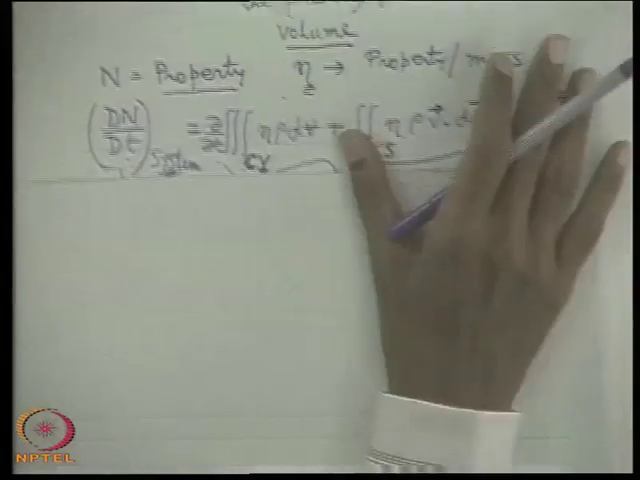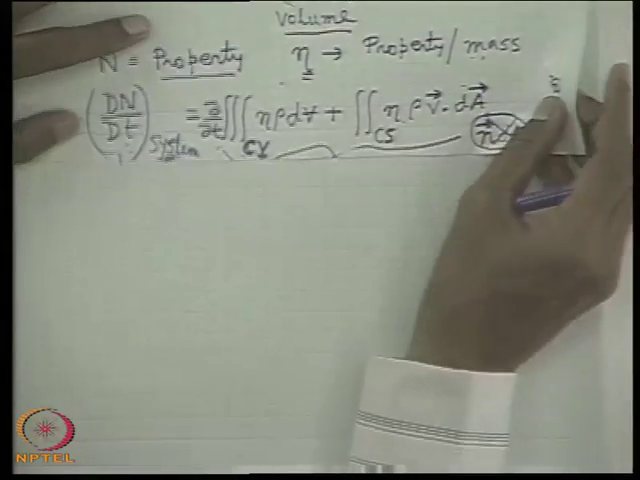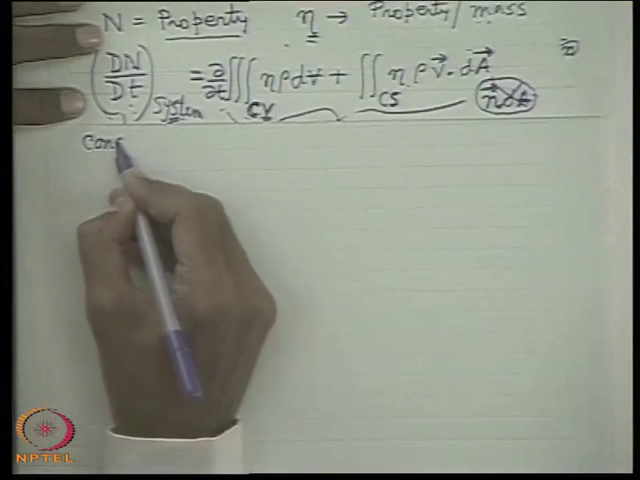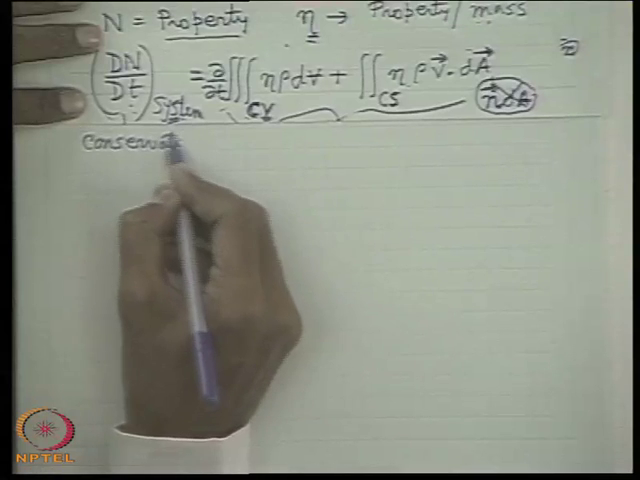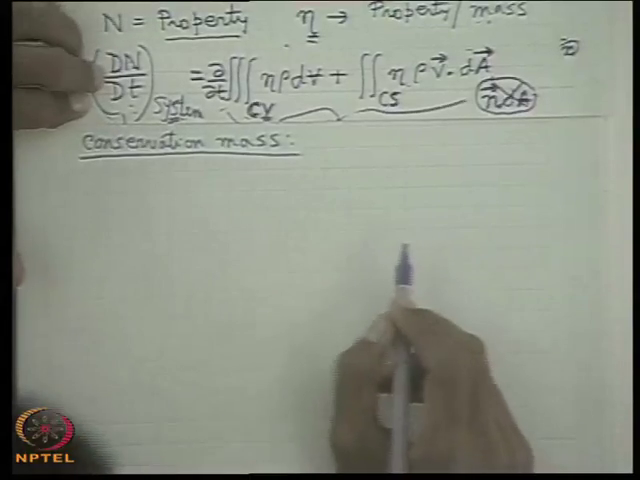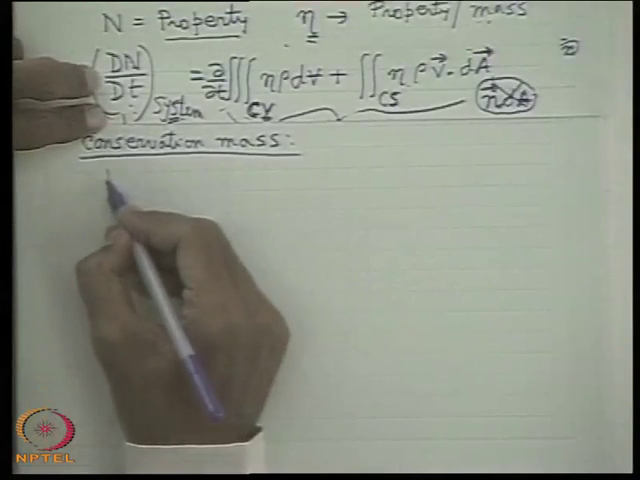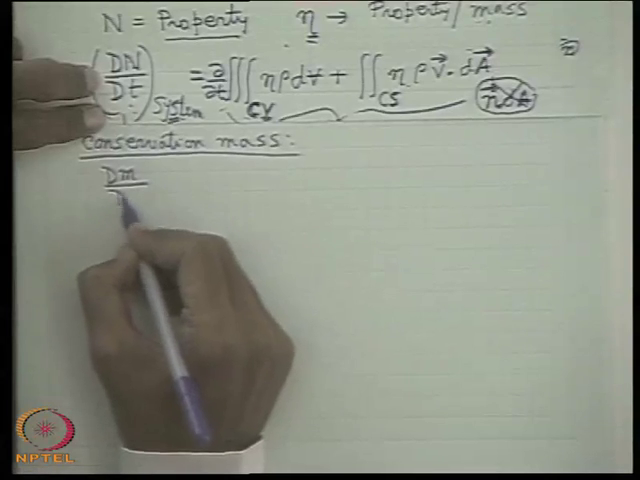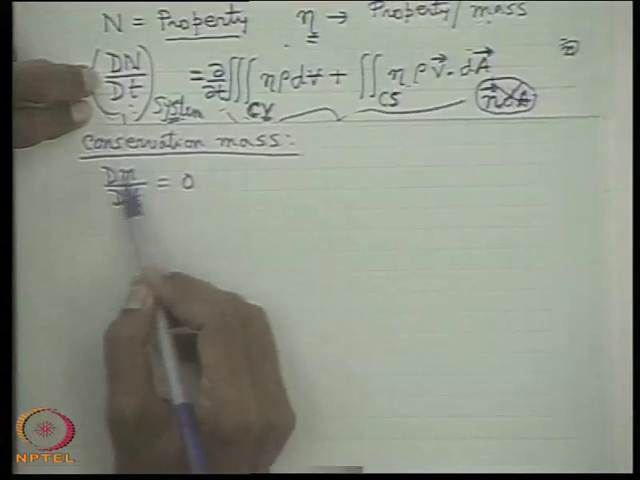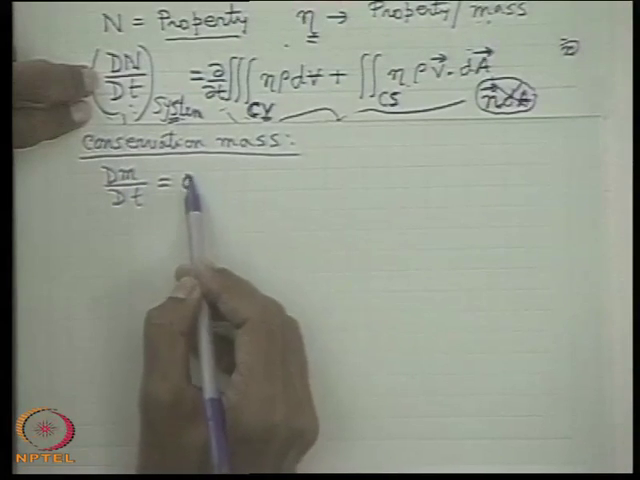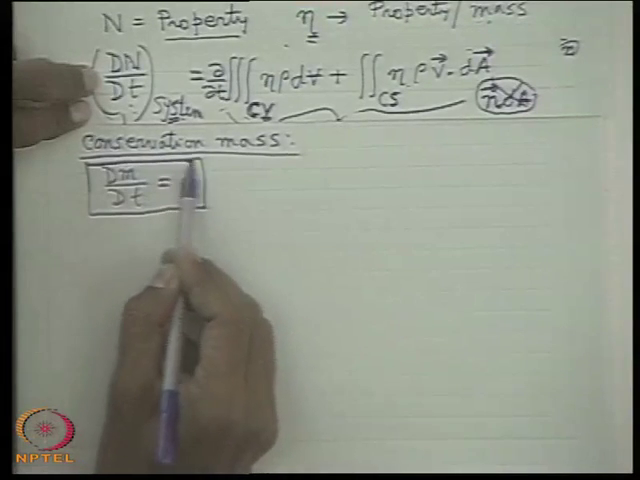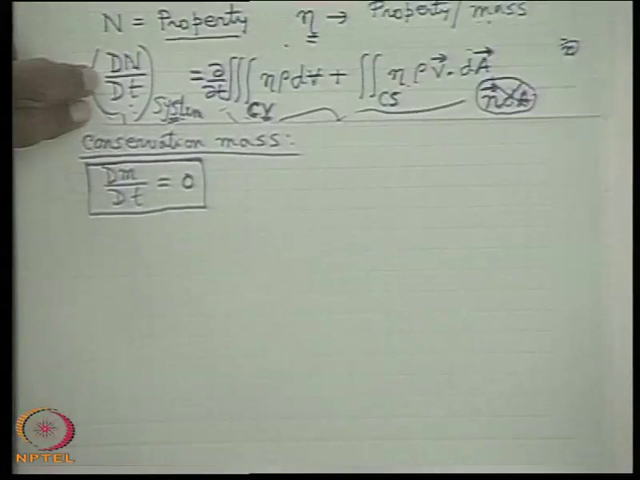Now let us apply this for different cases. First of all we want to apply this to conservation of mass. We have learned the conservation of mass first with respect to a system, as we learn it at school level. For a system dm/dt is equal to 0. The mass of a system remains unchanged. That means this is simply the equation of continuity if we use it for a system.